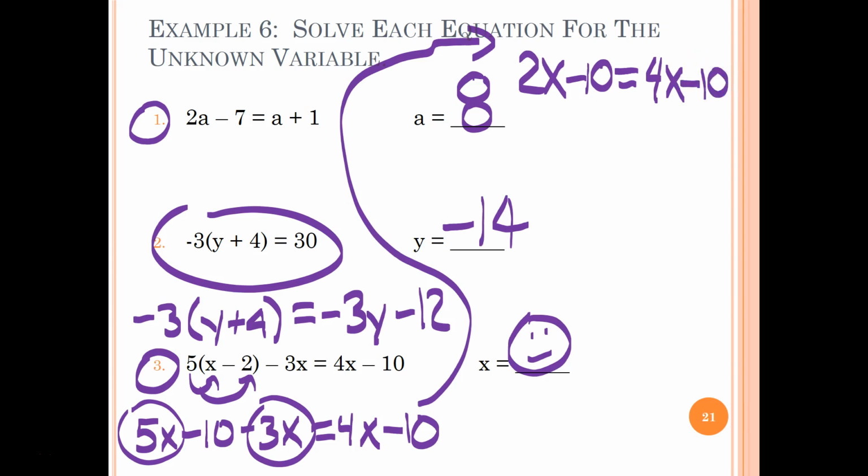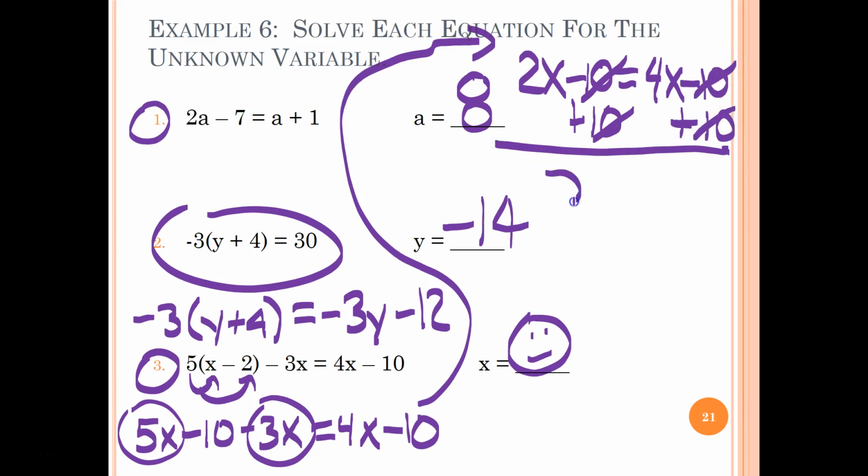Some people stop here and say, something's weird. And that's rightly so, because this is interesting. What I'm going to do is just continue to follow the rules. I'm going to bring those number terms over to the right-hand side of the equation by adding 10 to both sides. And notice that it cancels on both sides, and we're left with 2x equals 4x.